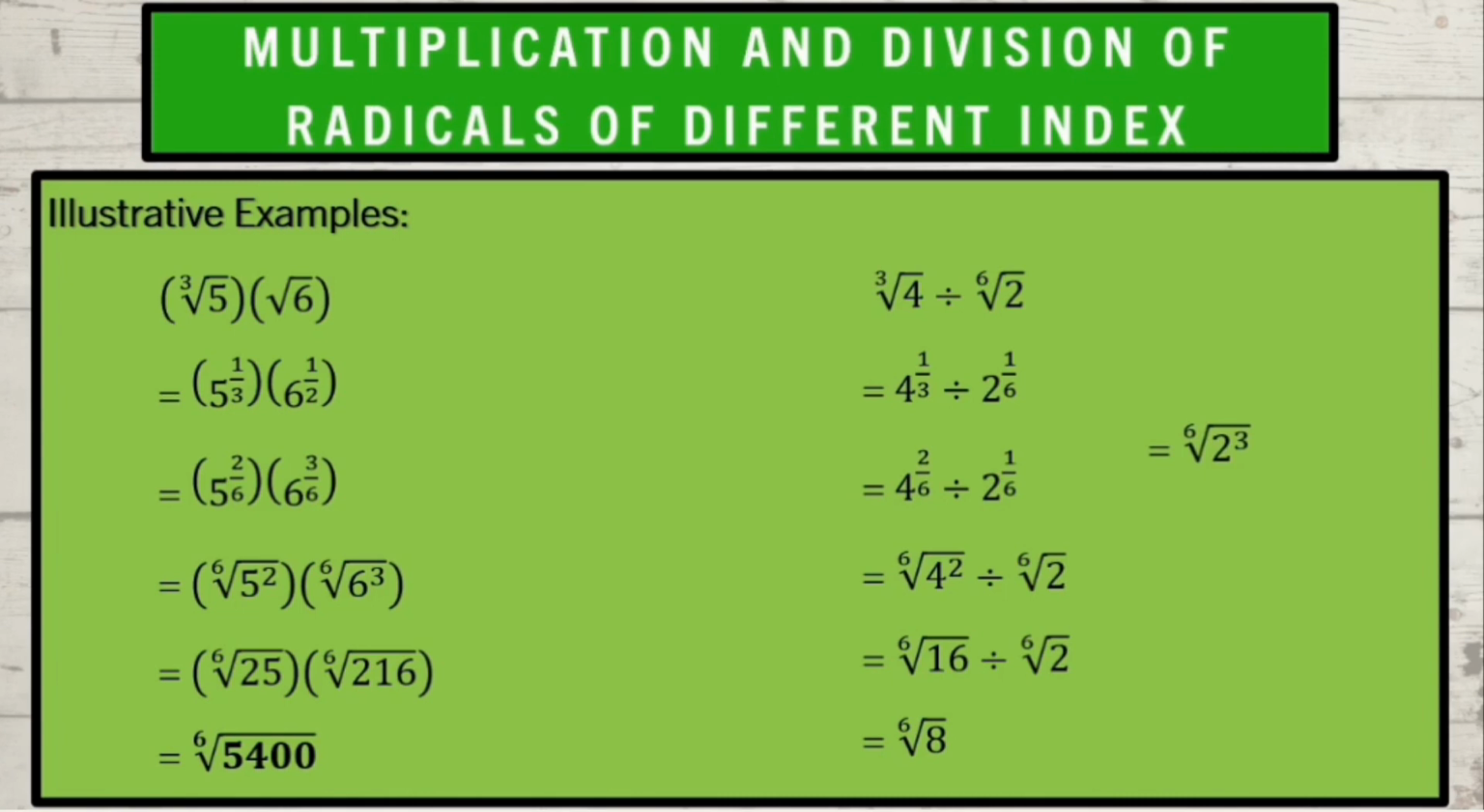Transform the expression into a rational exponent, we will have 2 raised to 3 over 6. Get the lowest term of the exponent, which is 1/2. Lastly, convert the resulting quotient of the expressions into radical form, so we will have the square root of 2. That is our final answer.